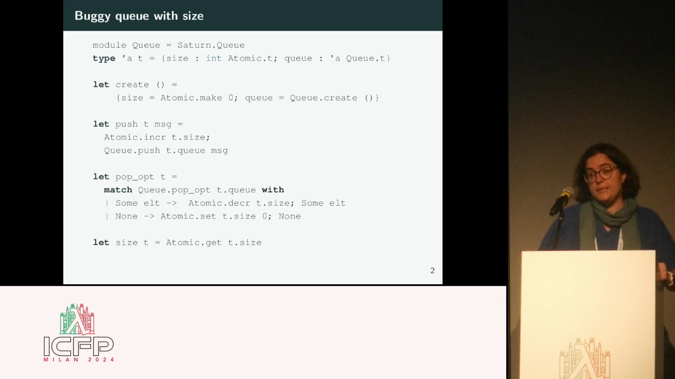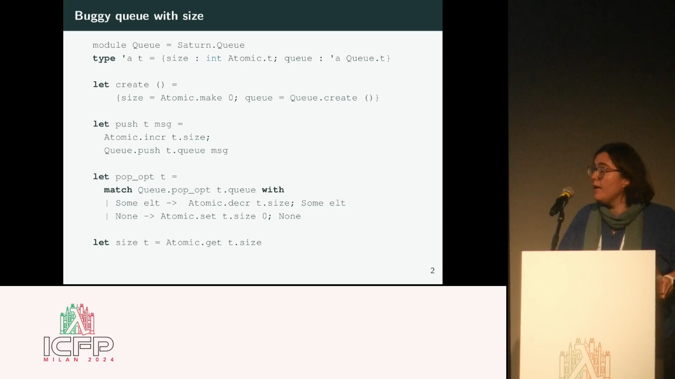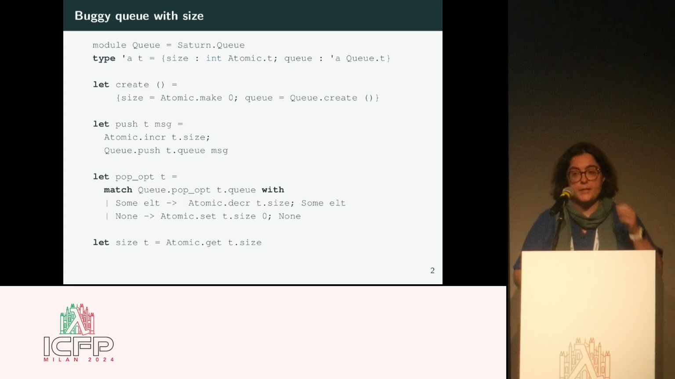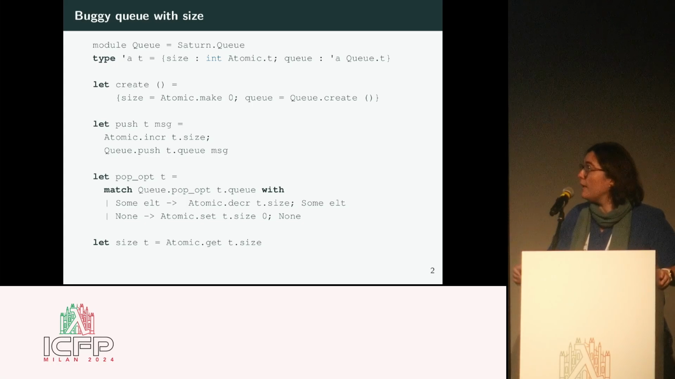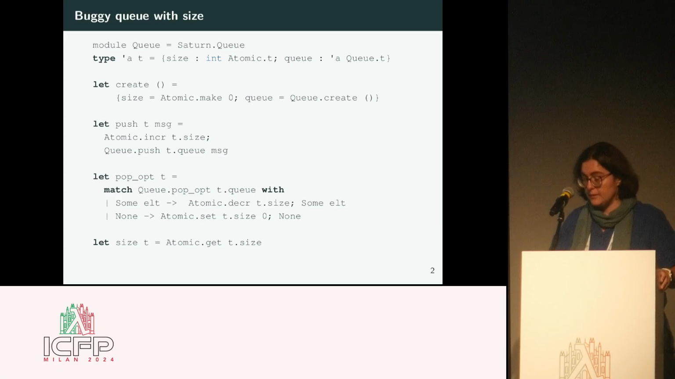But the author tried to do it the way you would do it in a sequential setting. They define a type t, which is a record with a size and the queue. The size is an integer that is going to be accessed by multiple domains, so it's protected by an atomic. And the queue comes from a supposedly concurrent-safe library, so Saturn. So nothing to be done here. Then you do the things that you would expect. When you push, you increase the size. When you pop, if you find something in the queue, you decrease the size. And if you find the queue to be empty, you reset the size to 0. So nothing is illogical here, right?